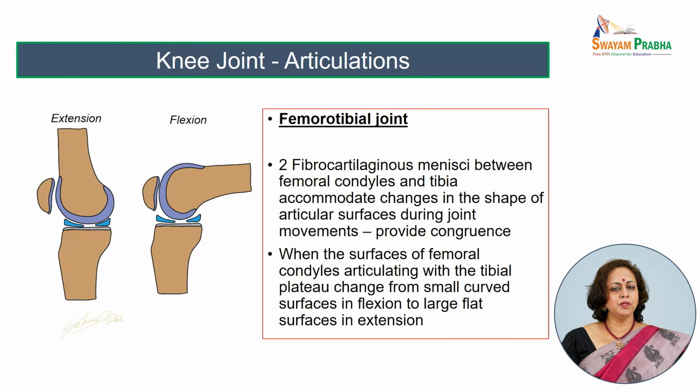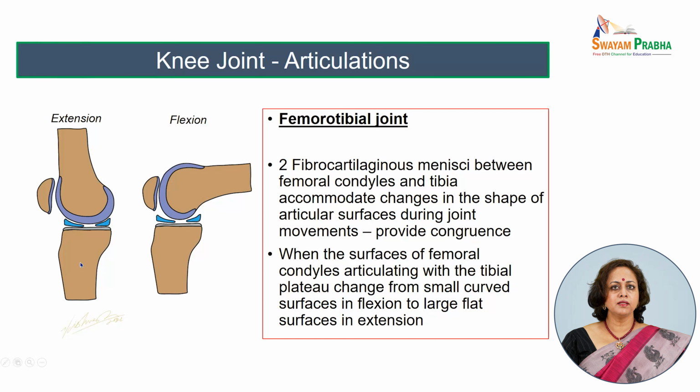Now this femoral tibial joint is special, and we say it is a modified hinge. There are cartilaginous C-shaped plates called menisci, which lie between the femoral condyles that you can see here and the tibial articular surfaces. These menisci are cartilaginous, as I said. They are made up of hyaline cartilage and they accommodate changes in the shape of the articular surface during joint movements. They provide a cushion-like surface and congruence.